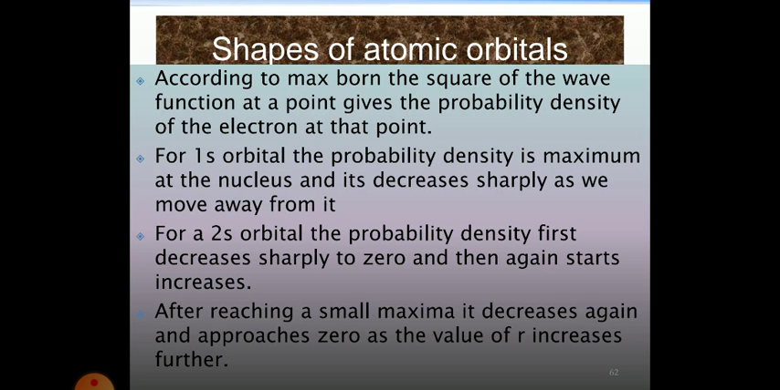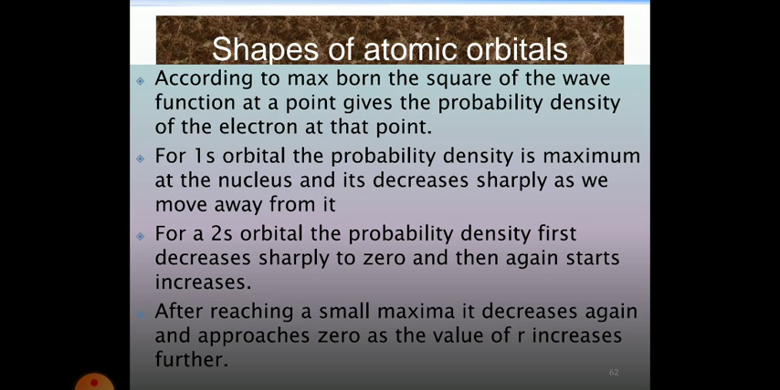Students, we are in the topic of structure of atom, and in our previous lecture we have seen different quantum numbers. Students, in continuation with that previous knowledge, the next part of this chapter is nothing but the shapes of atomic orbitals.